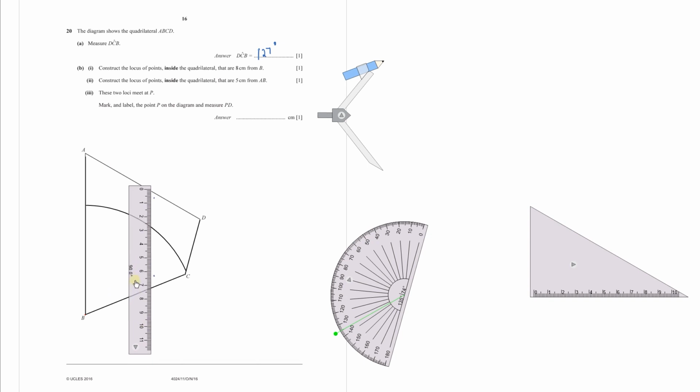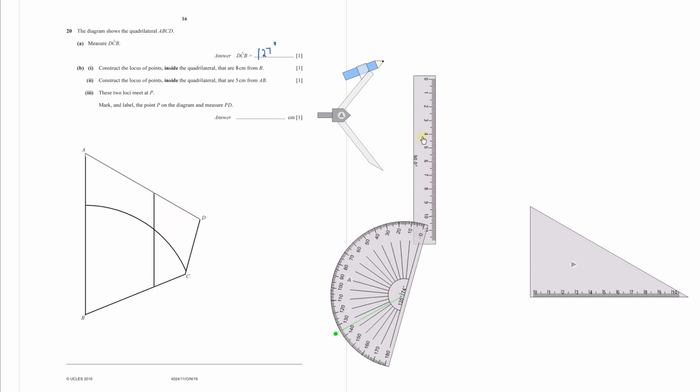Yeah, so let's draw the line, and again you have to remain inside the quadrilateral. So you'll start from this point here and then join them here. So this is your line that is 5 centimeter away from AB. Part 3 is these two loci meet at point P. So this is the point where the two loci, the arc and the line meet. Mark and label the point P on the diagram and measure PD.